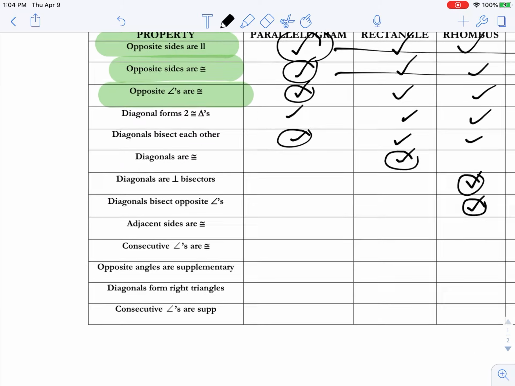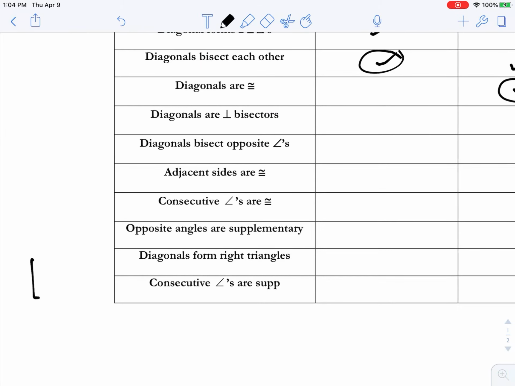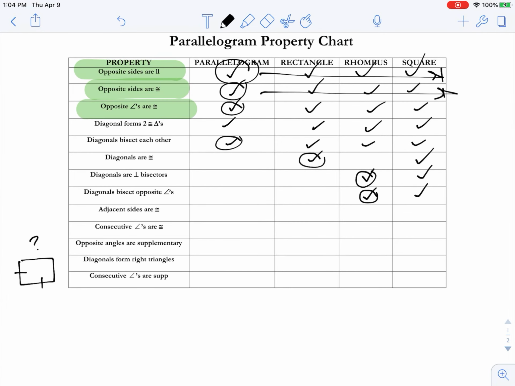Adjacent sides are equal. Well, the only way that works is if the same sides next to each other are equal. This is not a parallelogram rule. It is not a rectangle rule. It is a rhombus and a square that have that situation. For consecutive angles are equal, that is where the consecutive angles are equal like this. That looks like that's a rectangle rule. So that is a rectangle and square.